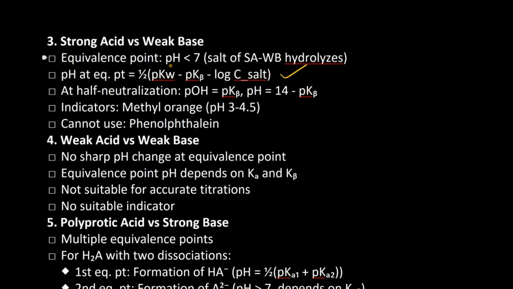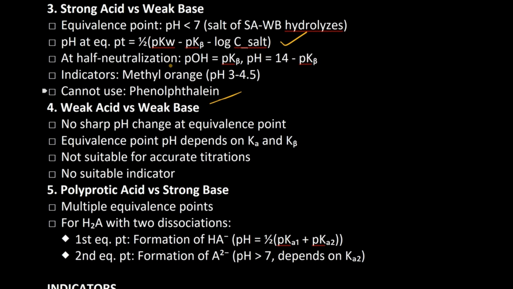equivalence point can be found out using the formula. And the indicator is methyl orange, we can't use phenolphthalein over here. And weak acid versus weak base, there is no sharp pH change at the equivalence point, no suitable indicator, not suitable for accurate titrations.